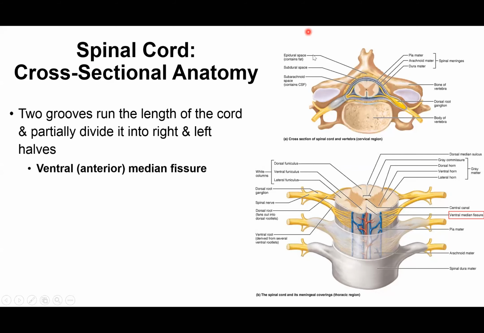And so we have the ventral or the anterior median fissure. Okay, so this one would be on the anterior side, we see here. And also we see here. Okay, so the ventral fissure would be that little guy there and this little guy there.